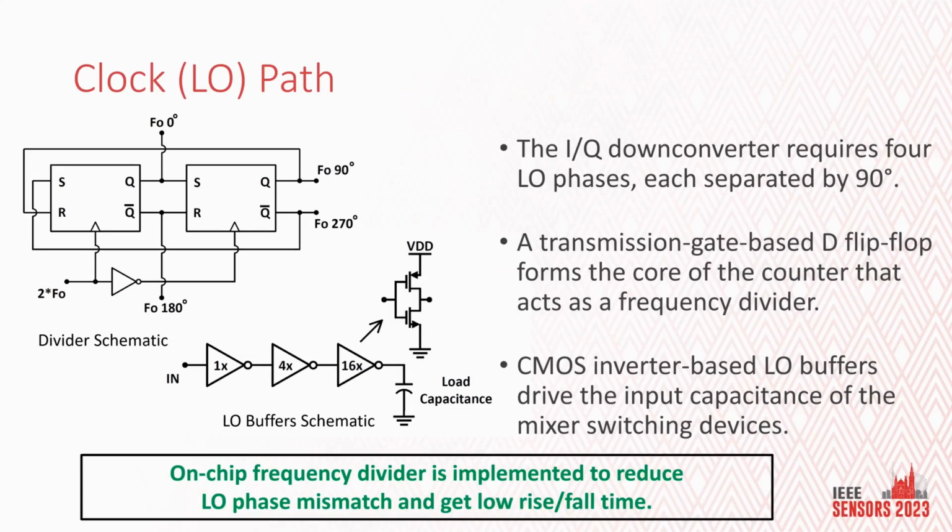Now, the input LO path is defined by a pair of D flip-flops, which creates phase differences of 90 degrees. So there are four phases: 0, 90, 180, and 270. And this has been achieved using a pair of D flip-flops. And the input to the inverter has a capacitance which is very high, and therefore we need buffering stages, which has been achieved using three inverters.